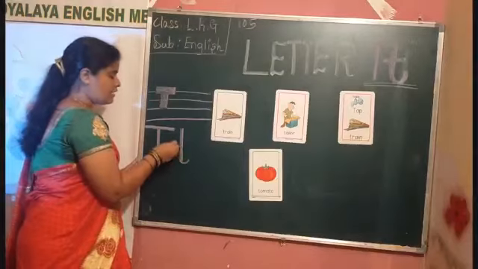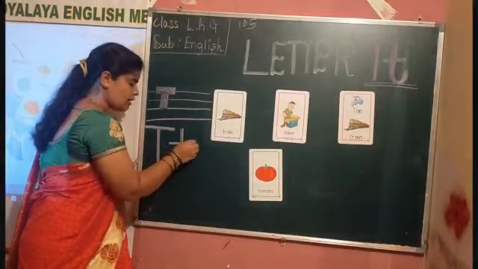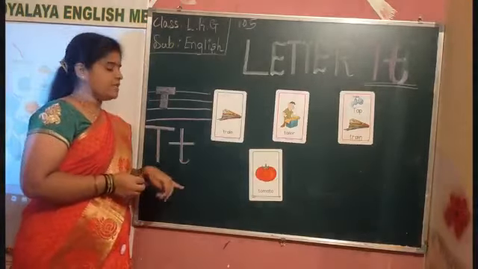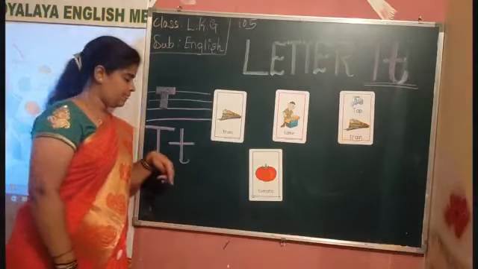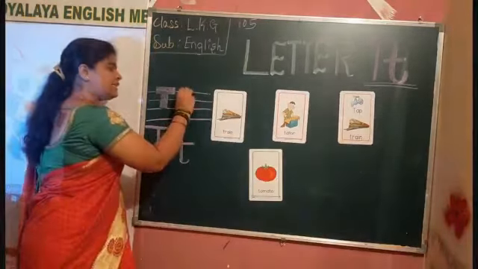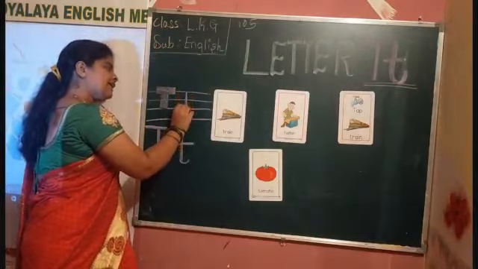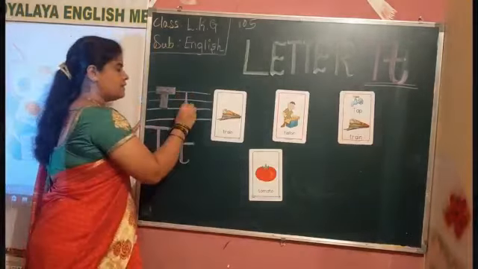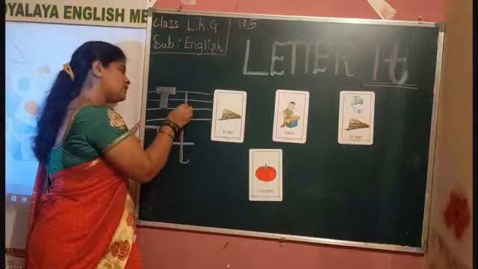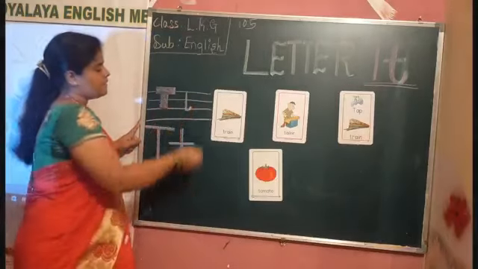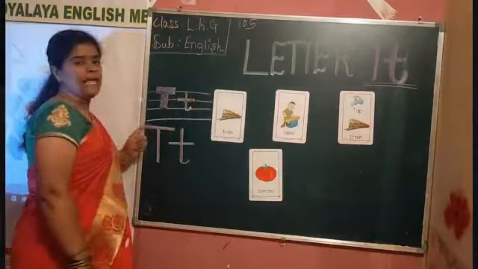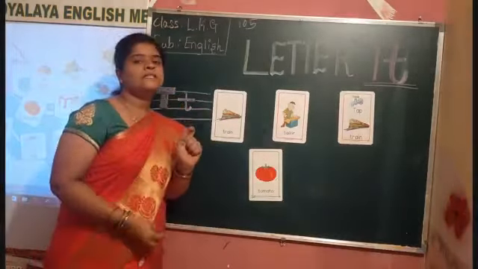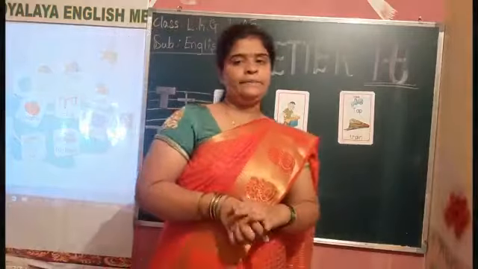Okay. In the middle, we have to draw a sleeping line. This is our small letter T. Once again, I show here the three lines: a standing line, below just one curve, and in the middle you have to write one sleeping line. This is our small letter T.